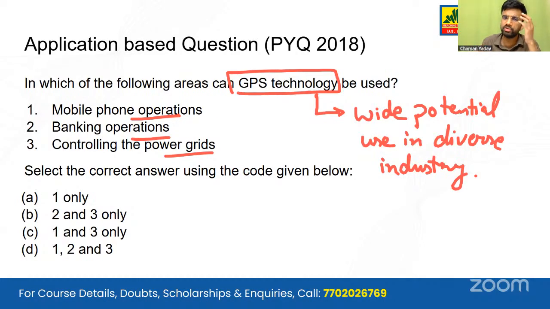We can use GPS technology in mobile phone operations. We do it on a daily basis. The banks, in their ATMs and where their physical money goes from one place to another, also use GPS technology in order to track things. And the faults in power grids and the transmission of electricity in power grids can also be monitored using GPS technology. So GPS technology can find application in all these. If nothing is drastically not happening, then it is safe to bet that all three are possible and all three are correct.